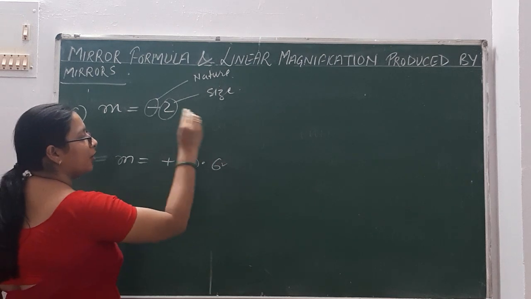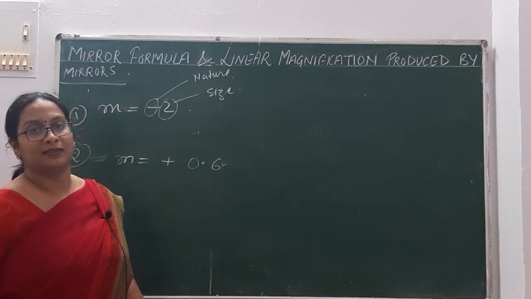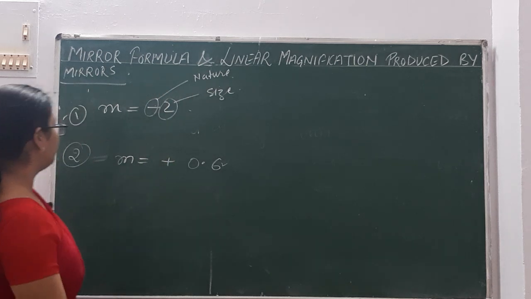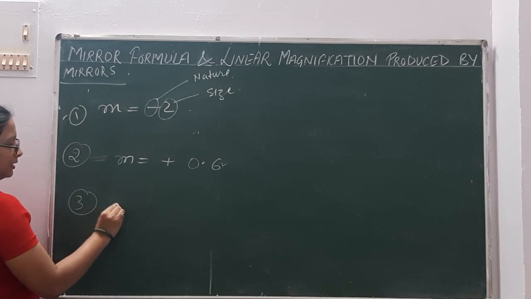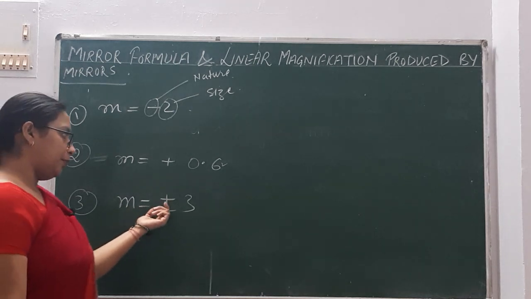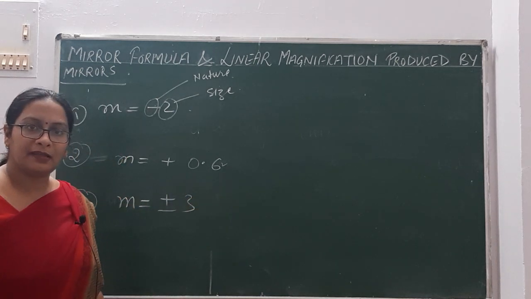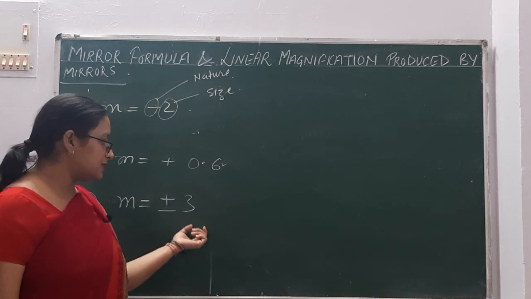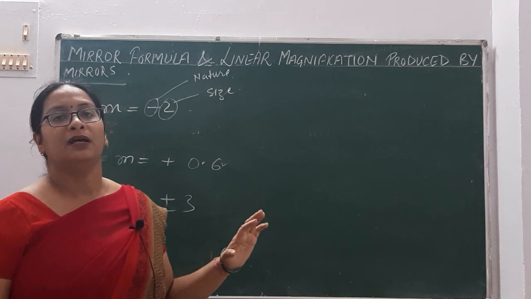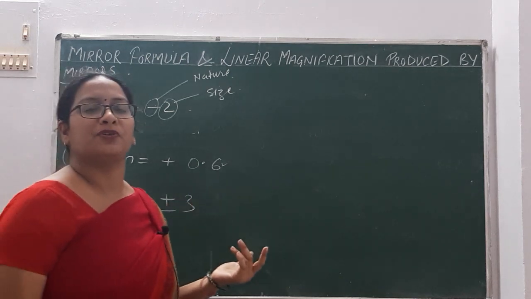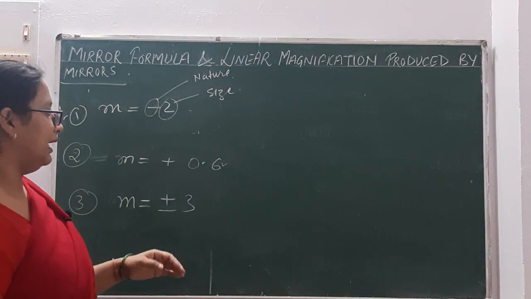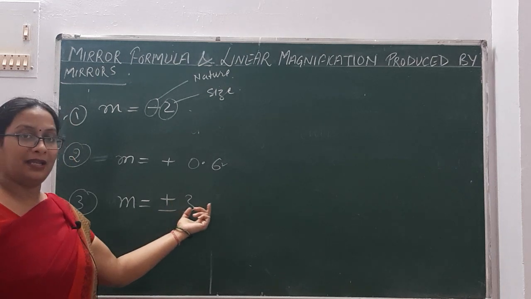So this is the situation of convex mirror and this is the situation of concave mirror, because convex mirror never forms real image. Okay children, if it is asked identify the mirror whose magnification is plus minus 3, means positive case is also there, negative case is also there. This is the condition for concave mirror only, because only concave mirror will form both types of images, real images as well as virtual image, and virtual as well as enlarged.